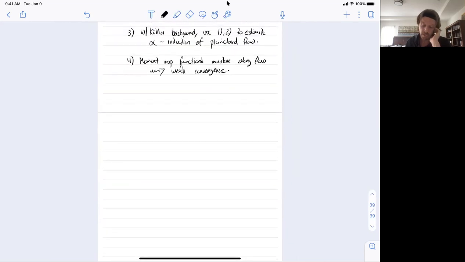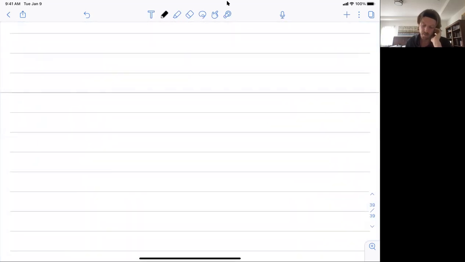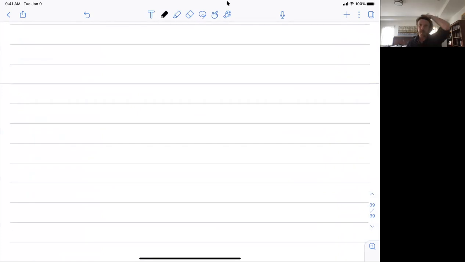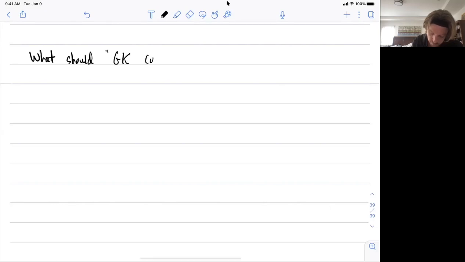Okay, so I guess this was all the results I wanted to discuss, and I just wanted to take a little bit of time to discuss kind of what the general conjecture should be. So what should the generalized Kähler Calabi conjecture be?